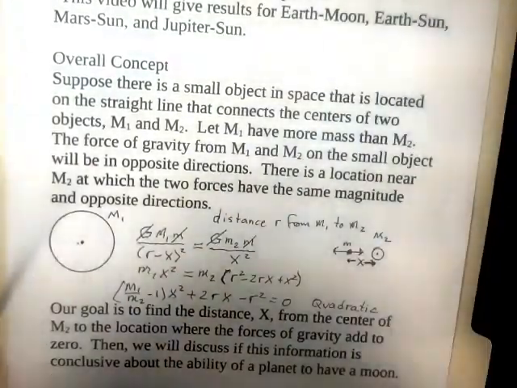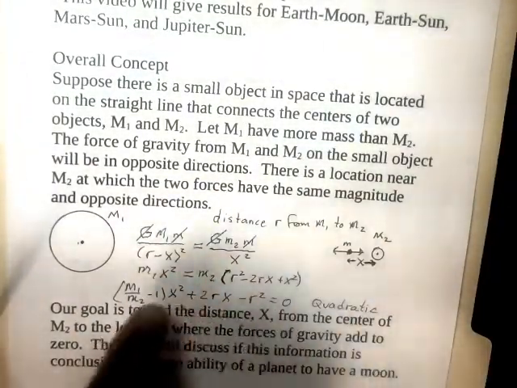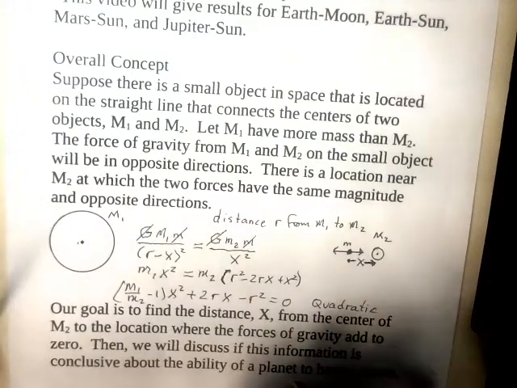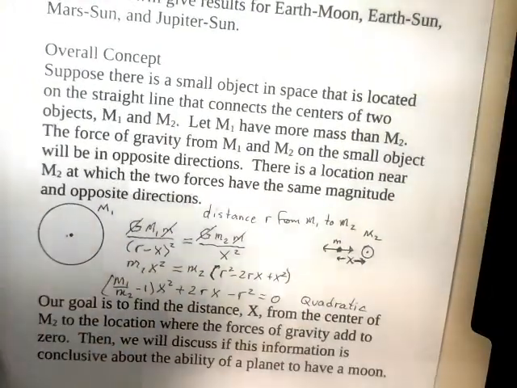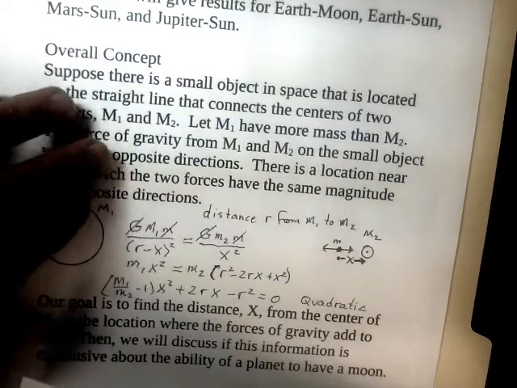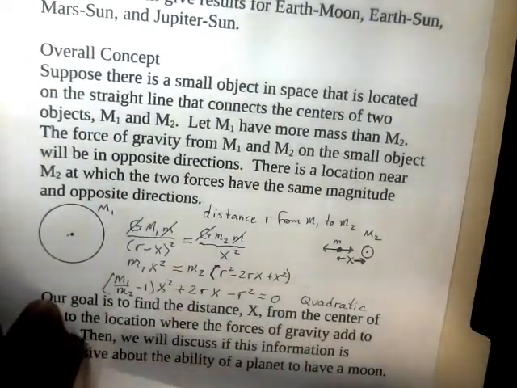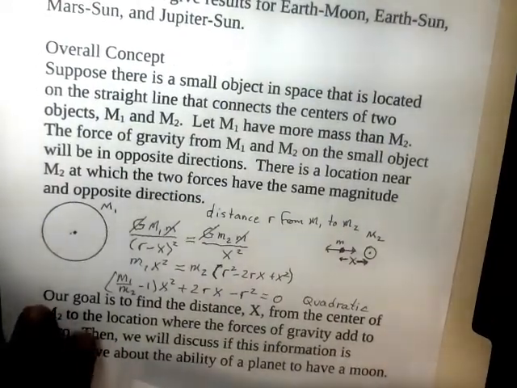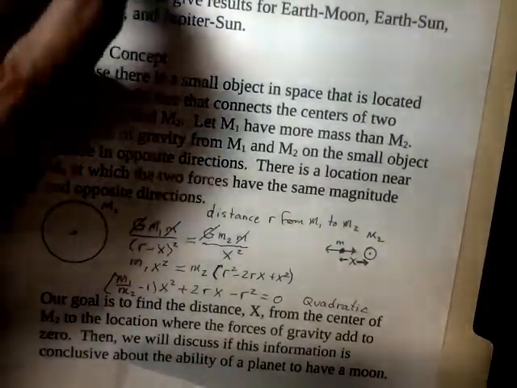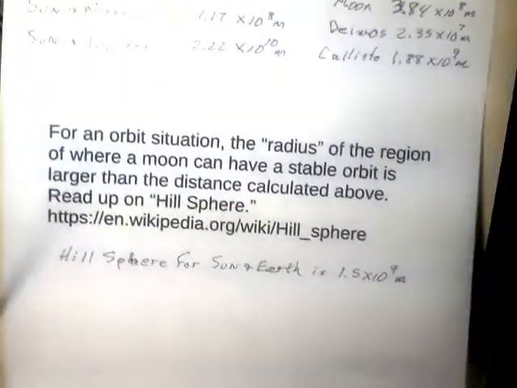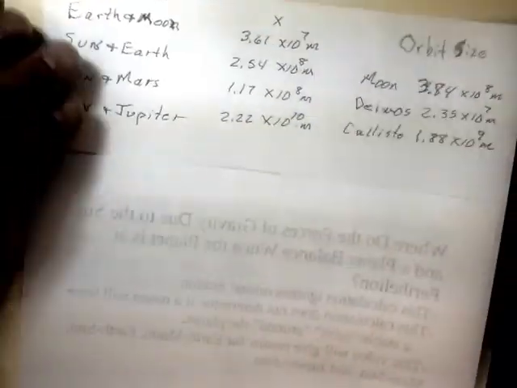So you might want to pause the video and write this expression down and solve it once with your calculator. Look up the masses that are involved for the Sun and Earth, and the distance from the Sun to the Earth, so you know the value of R, and plug that in. And here are the results that I have for the situation of the Earth and the Moon first. We'll draw this down a little bit so it's not so much glare.